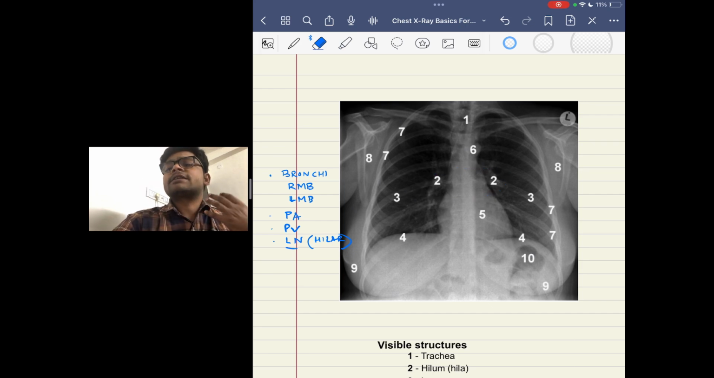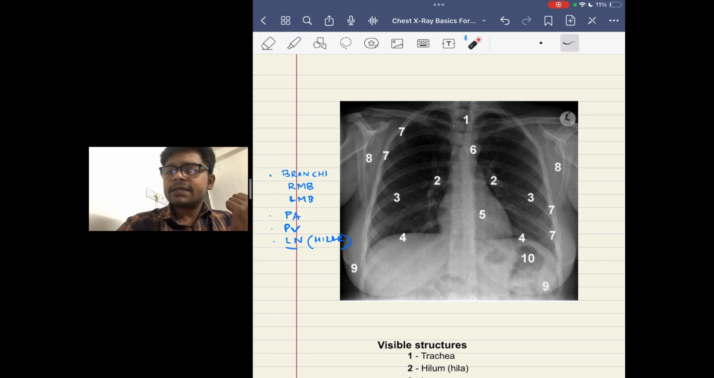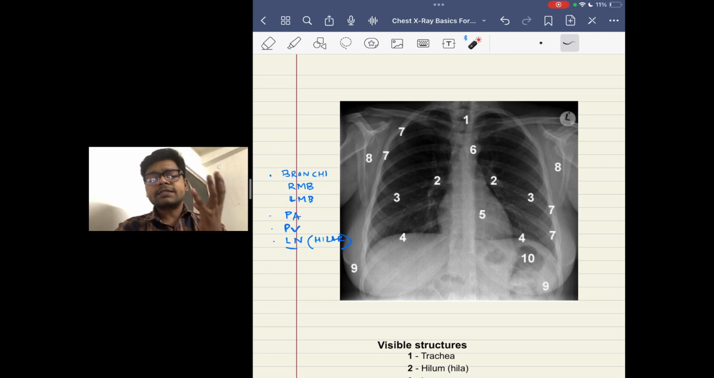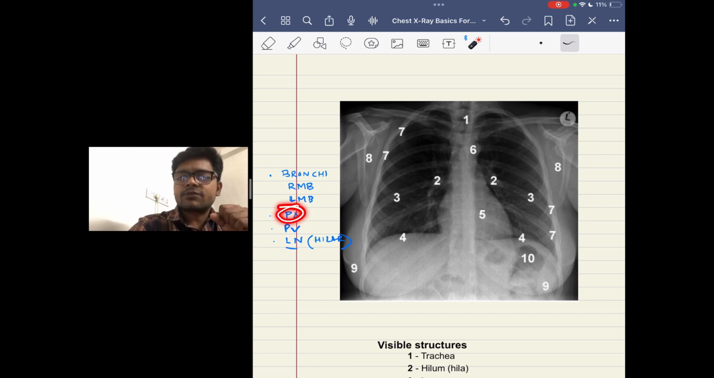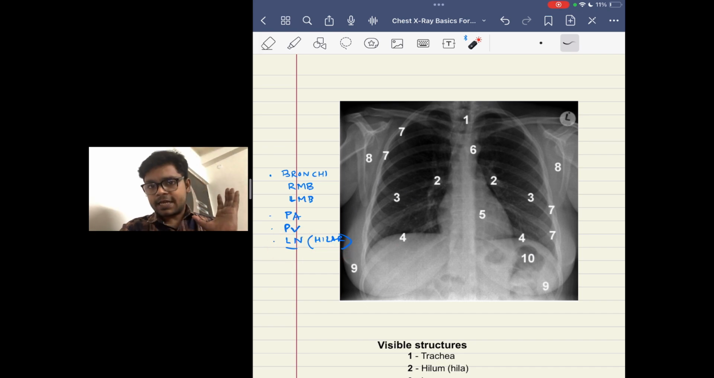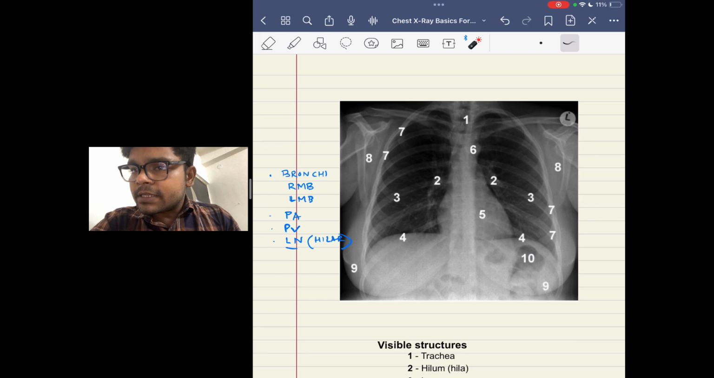So if there is some hilar enlargement, some hilar shadow is very much prominent, the pathology might be in these anatomical structures. Maybe there is pulmonary artery hypertension, as a result of which the pulmonary artery is looking very dilated. Maybe there is sarcoid and there is hilar lymphadenopathy. So things like that, right? So this is all about the hilum.